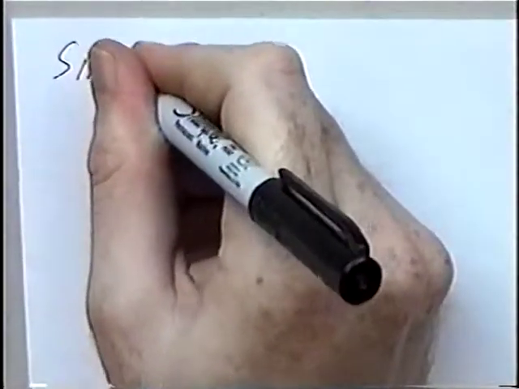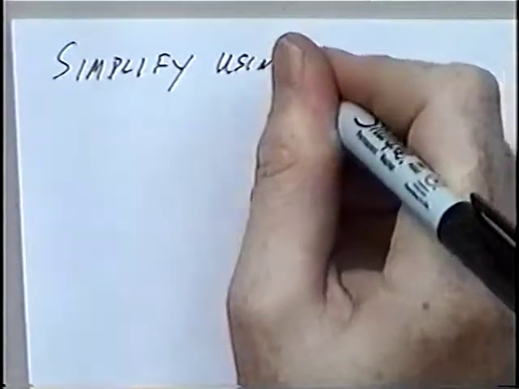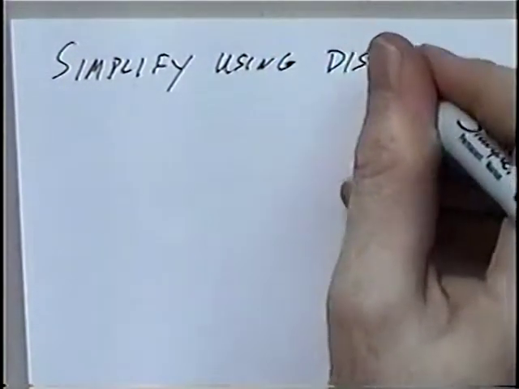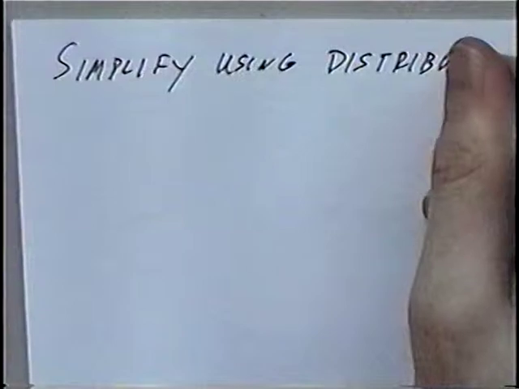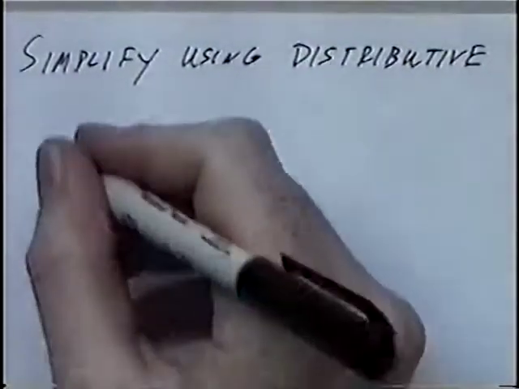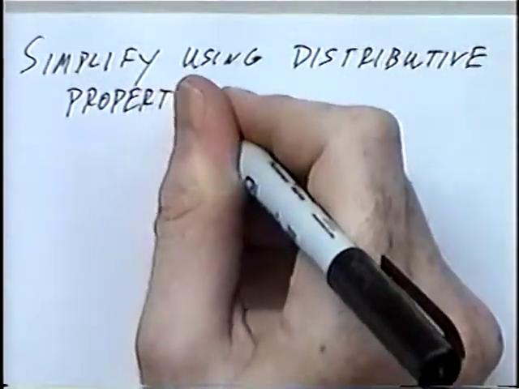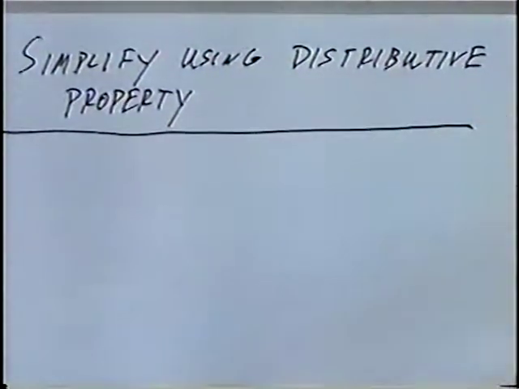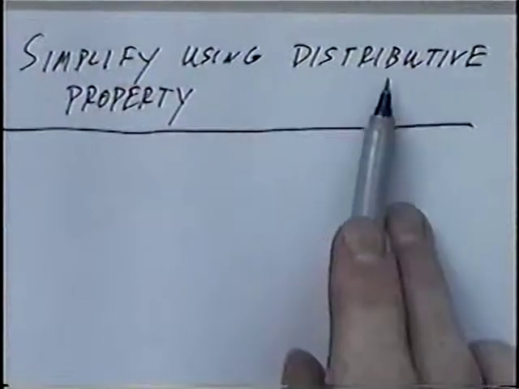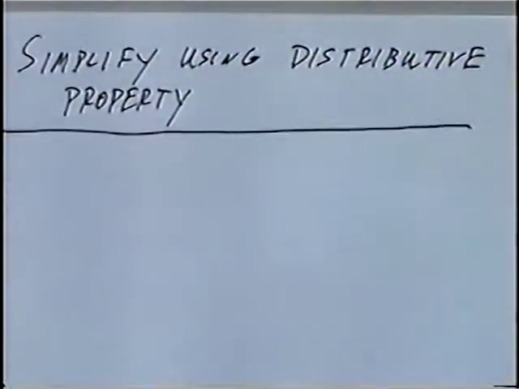Title of the next section is Simplify Using Distributive Property. The distributive property is where we will distribute or multiply inside parentheses.